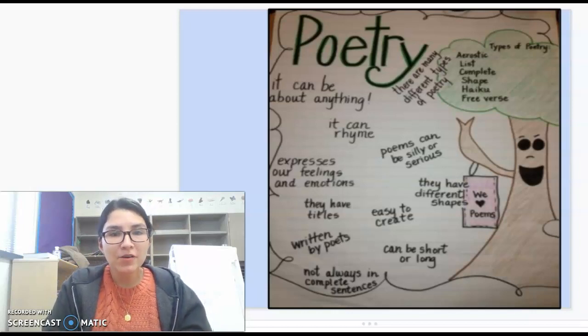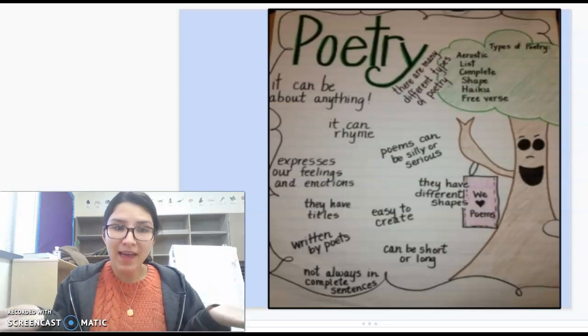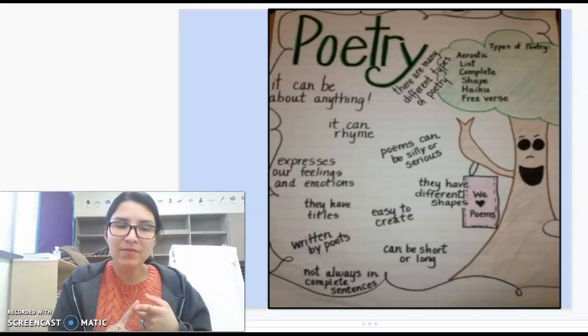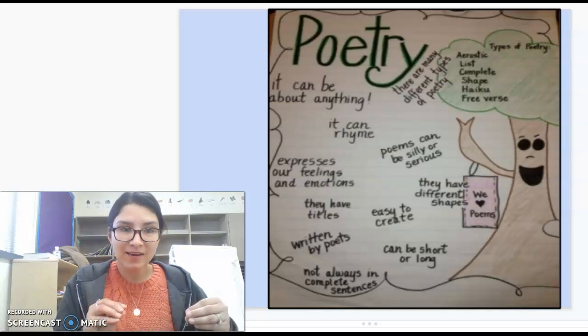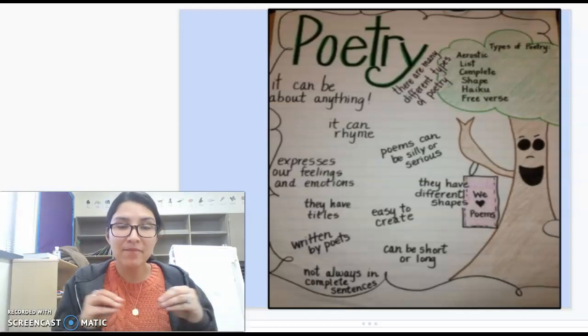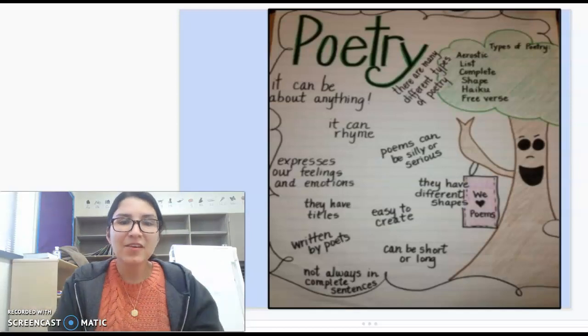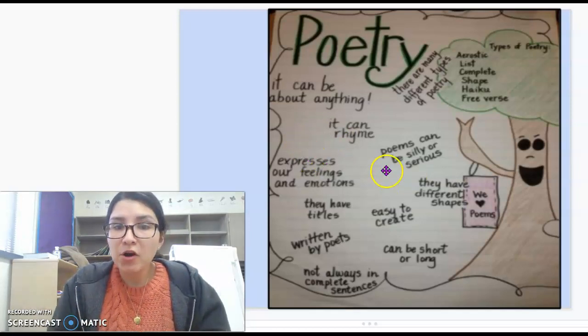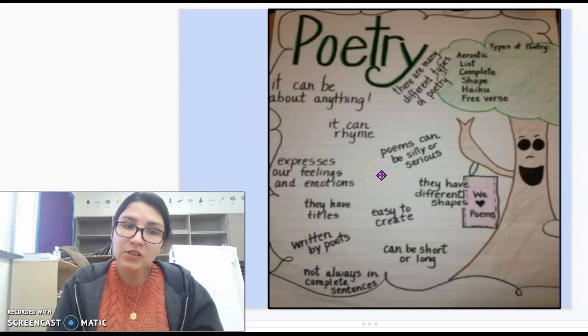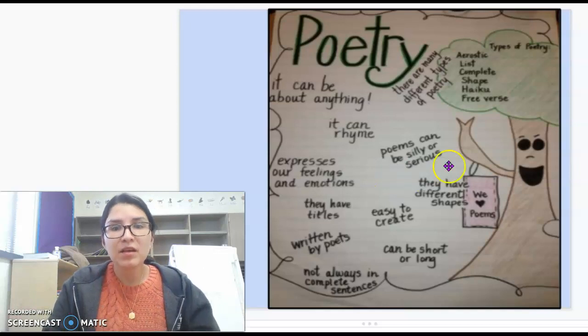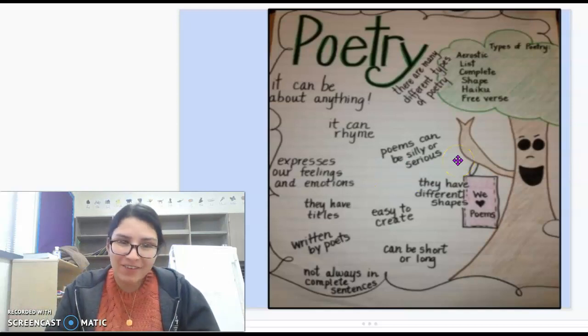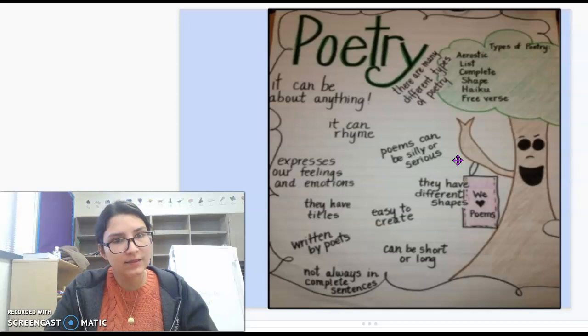But poetry, well, it can be about anything, right? It can rhyme, like hop, top, mop, all those words end in op. So that makes those words rhyming words, okay? Poems can express our feelings. So maybe it's a poem about being happy, or maybe excitement, or if you're feeling sad. Some poems can be really silly and funny, and some can be very serious.